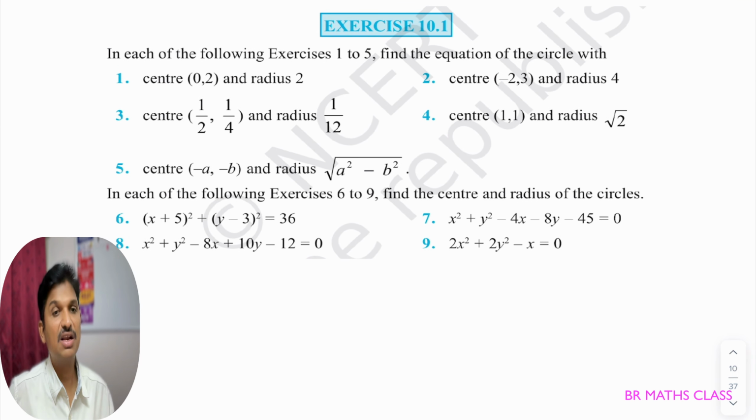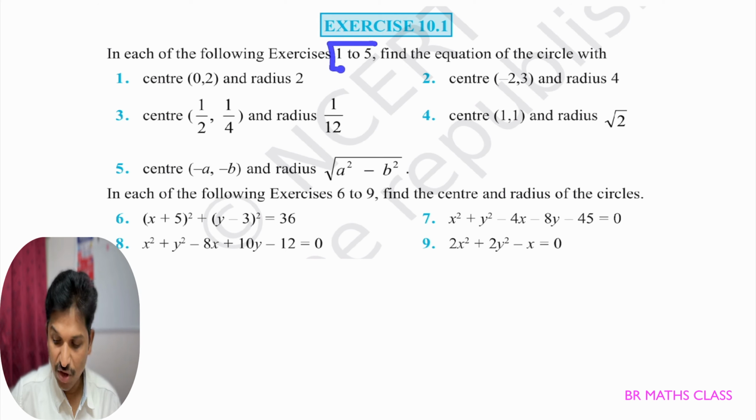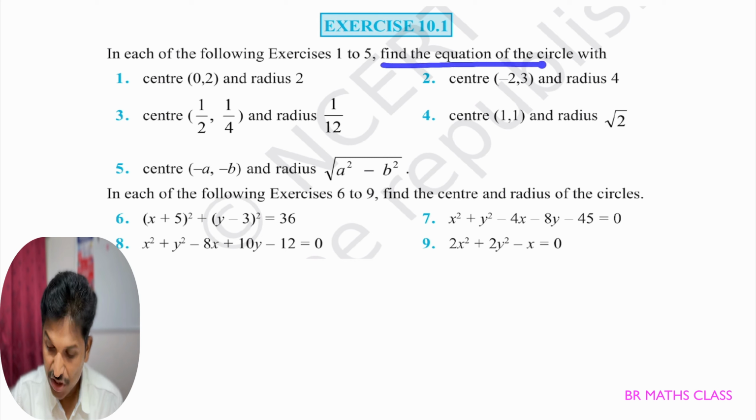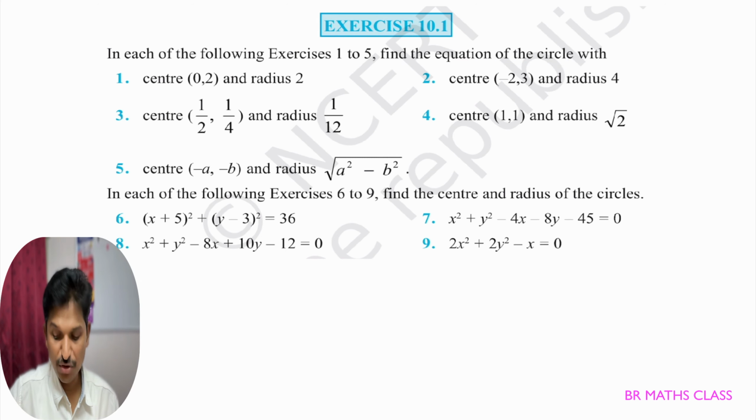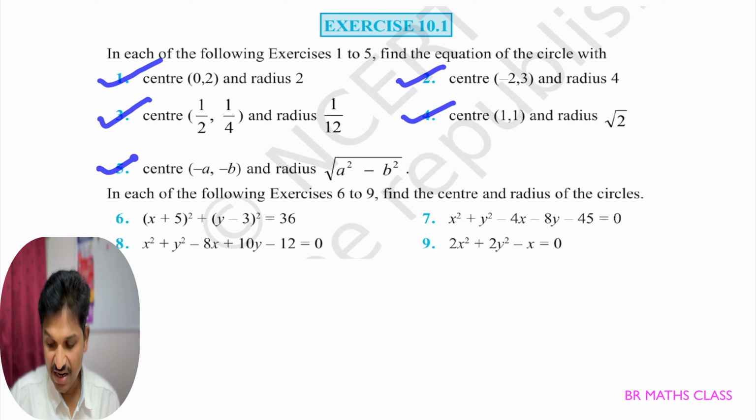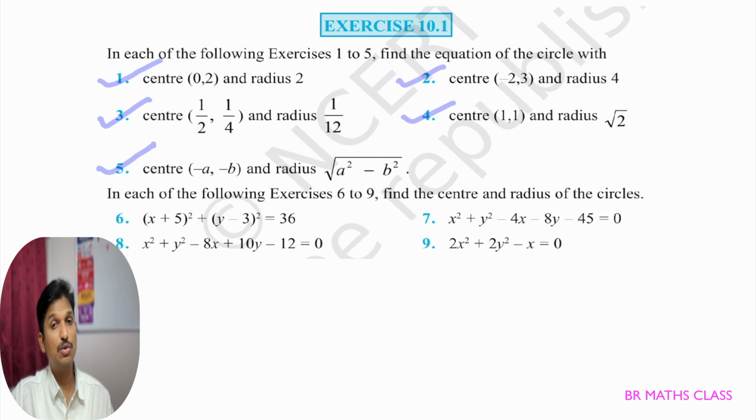In this class we'll do these 9 problems. You observe from question number 1 to 5 what they are asking. They are asking to find the equation of a circle. For that, you observe especially the first 5 questions, they give the center and radius. When the center and radius are given, how do we find the circle equation?